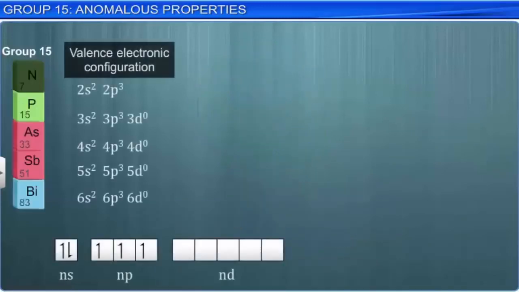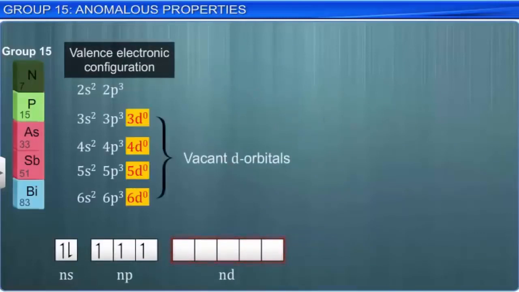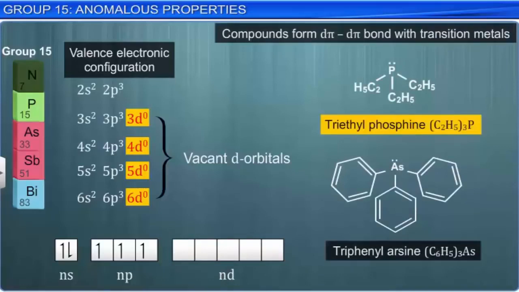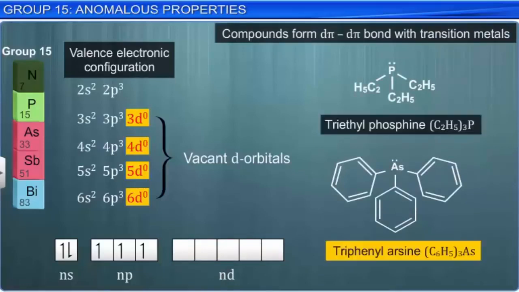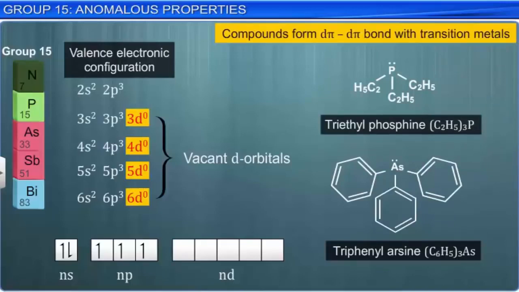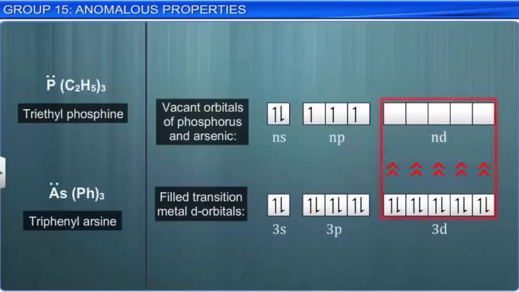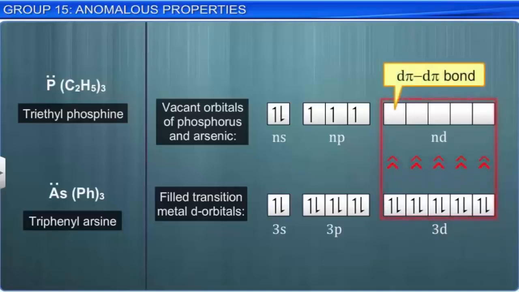Due to the availability of vacant d orbitals in the remaining elements of group 15, compounds of these elements, such as triethylphosphine and triphenylarsine, form d-pi bonds with transition elements. Vacant d orbitals present in the phosphorus and arsenic of triethylphosphine and triphenylarsine accept electron density from filled transition metal d orbitals and form d-pi bonds, as shown here.